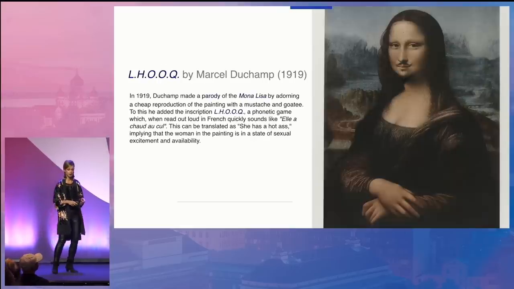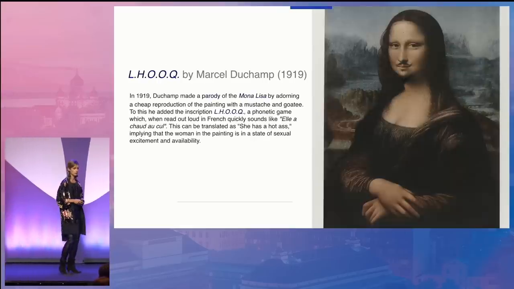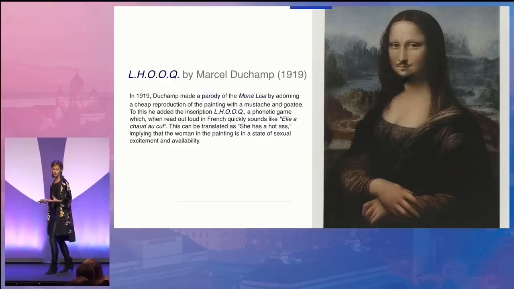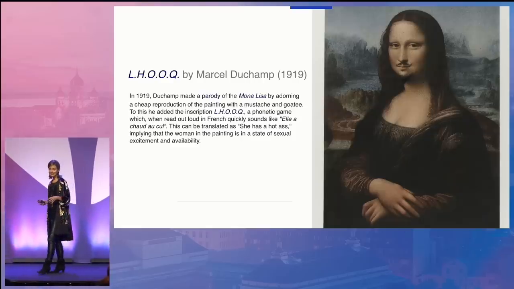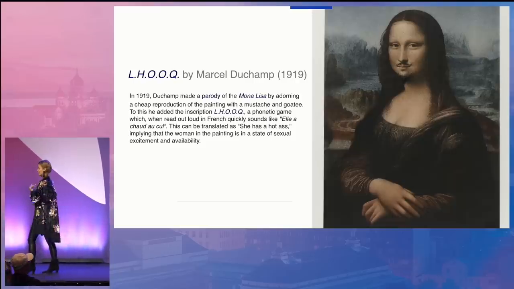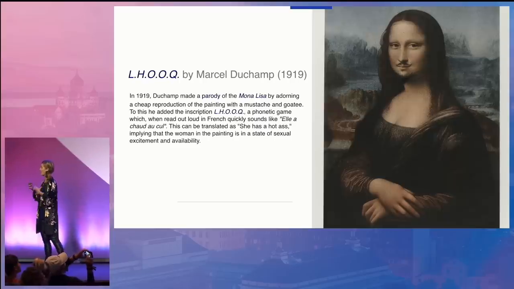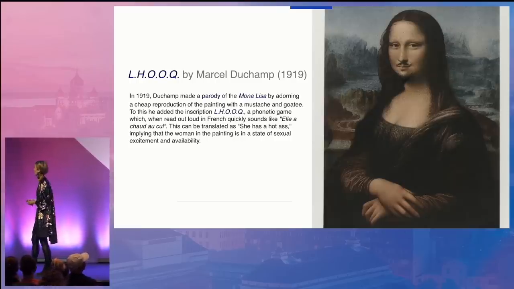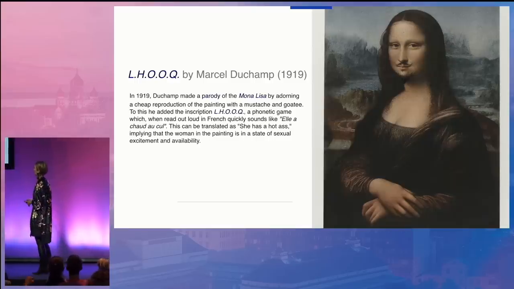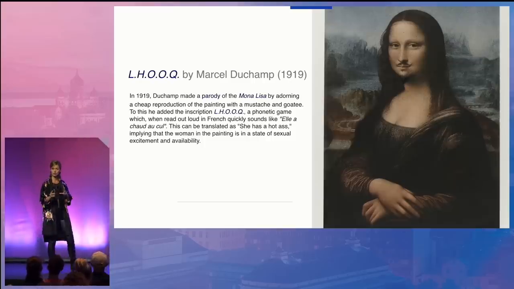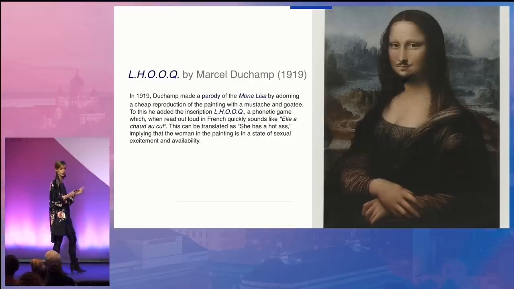For example, Marcel Duchamp, one of the greatest artists of the 20th century, made a parody of the Mona Lisa, added a mustache, and called her L.H.O.O.Q., which phonetically sounds something like "elle a chaud au cul," which means she has a hot ass. So he changed, just by a title, the perception of a very serious work of art created way before him. And so sometimes by just giving a title to something, you change the perception of how people see that same thing, right?